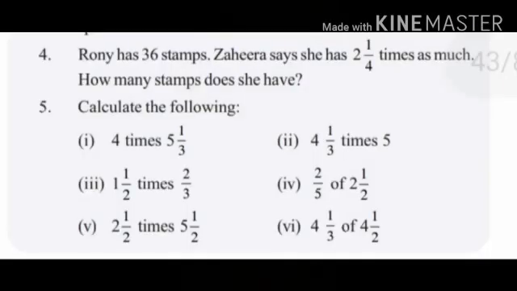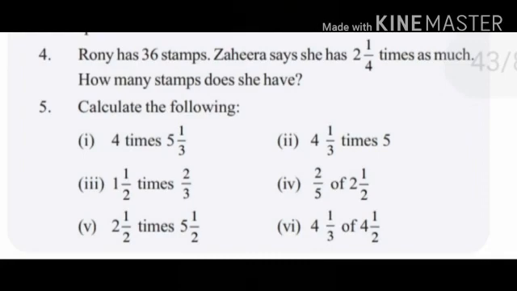Children, this is your work. Question number 1. Ronnie has 36 stamps. Zahira says she has 2 1/4 times as much. Then, how many stamps does she have?